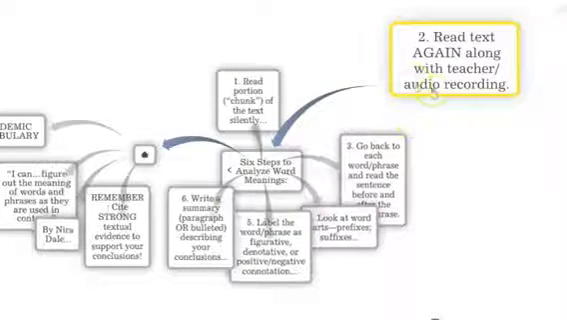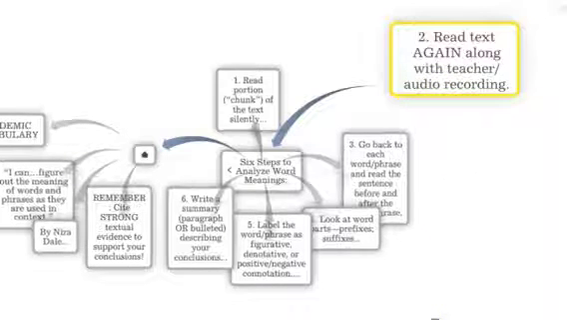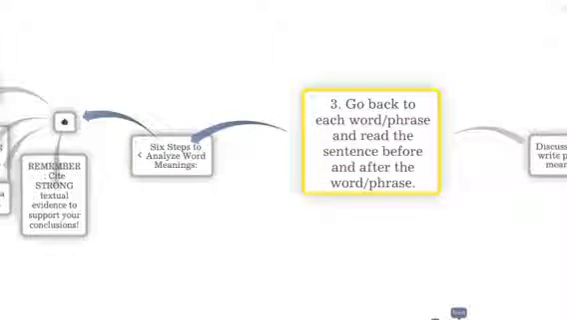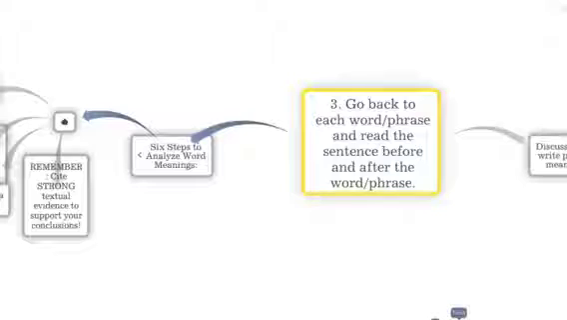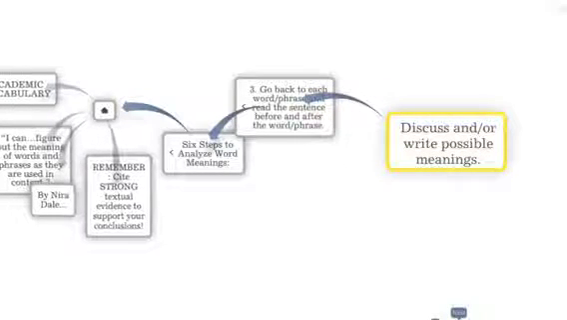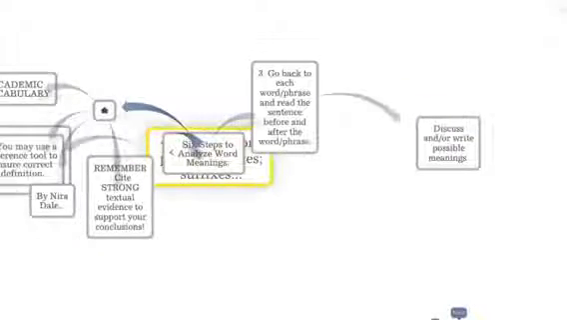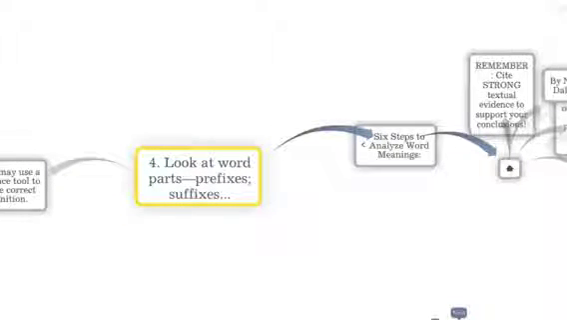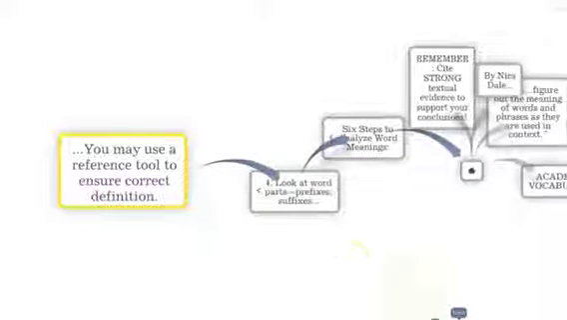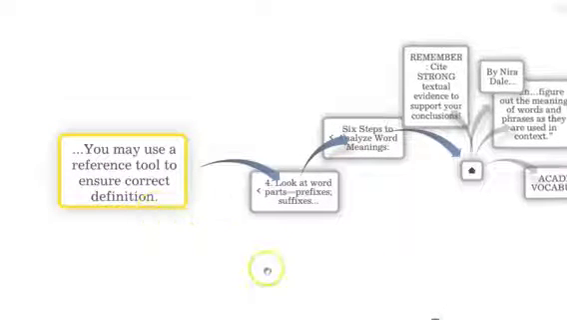Then go back, as step number 2, and read the text again aloud along with your teacher or perhaps with an audio recording. The third step is to go to each word and phrase that you jotted down in your first step and read the information before and after the word. And then discuss or write possible meanings as you look at the context of those unfamiliar words and phrases. Then stop and look at the main base of the word. Does it have a prefix or a suffix? And if you're still having trouble, get a reference tool such as a thesaurus or a dictionary to make sure you get the correct understanding of that term.